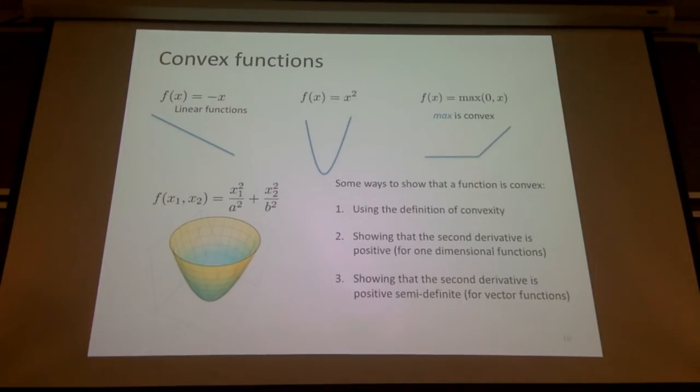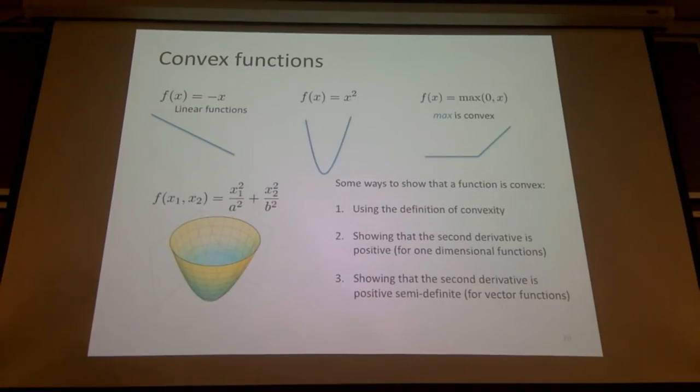One of them is just use the definition of convexity and go through this process of proving that f of lambda u plus 1 minus lambda v is always less than lambda f of u plus 1 minus lambda f of v. You need to prove that by doing hard work.